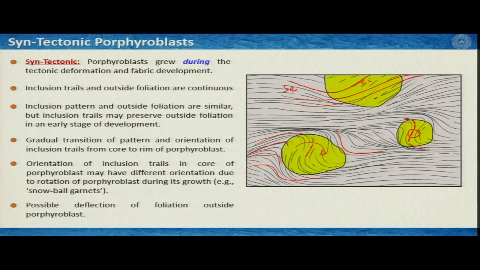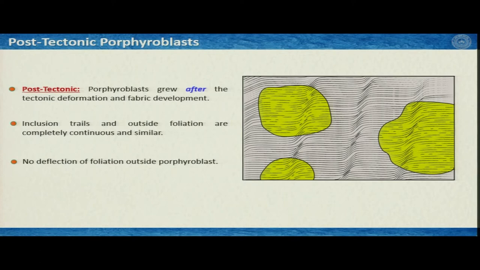Now, post-tectonic porphyroblasts, on the other hand, do grow after the tectonic deformation and fabric development. So, what we see here is that the inclusion trails outside and inside, or SI and SE, are exactly similar. So, it just continued like this, but this is also a condition we imposed for syntectonic porphyroblasts. But in post-tectonic porphyroblasts, this internal foliation or SI has a very similar trend to SE. So, it is not rotated or anything like that within the SI. Therefore, this is an example of a post-tectonic porphyroblast. And you also would not see any deflection of foliation, because deformation is over, deformation is switched off. So, these new minerals are just growing over it.